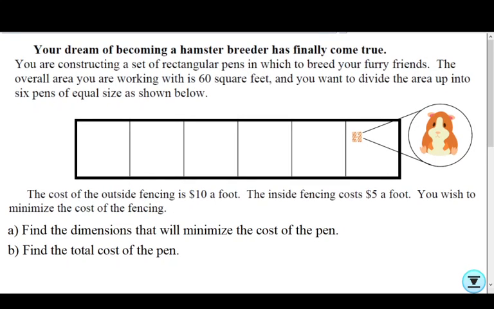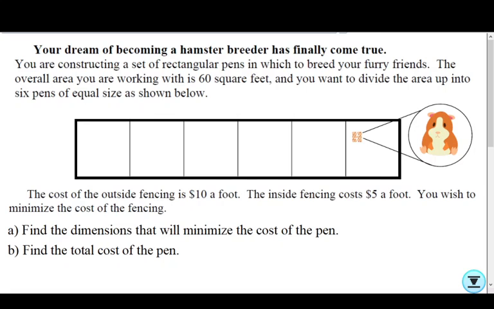Okay, so we're working on optimization, right? Up till now, we've had very basic problems where the equations that we're going to be using are based on either the shape or area or volume. But now we're going to have to come up with our own equation.